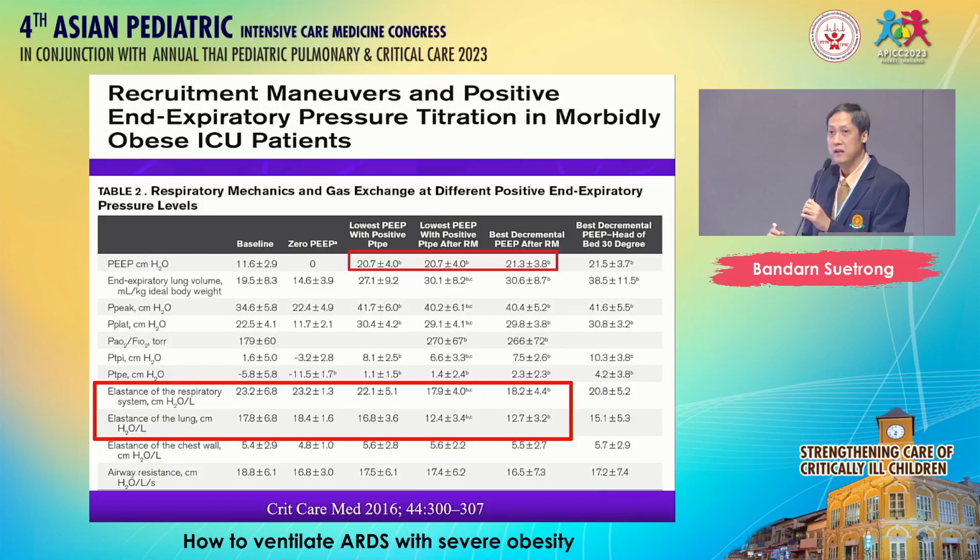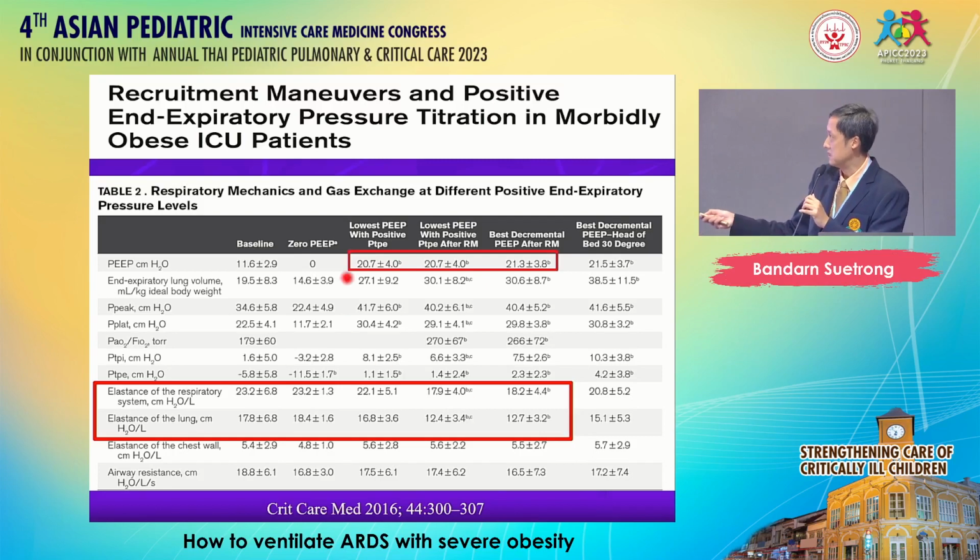So if we use the recruitment maneuver or we do not use it, what is the difference? If we look at this study, at the same level of PEEP of approximately 21 centimeters of water, the right two columns are the PEEP titration combined with recruitment maneuver.